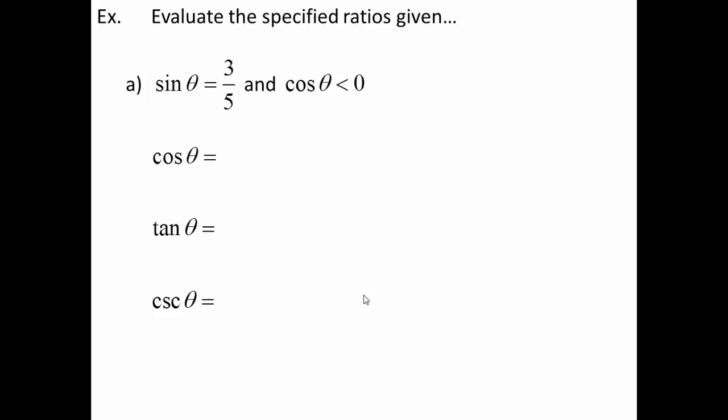Let's evaluate just the specified ratios, cosine, tangent, and cosecant, where the sine ratio is 3/5, but the cosine is negative. Notice I'm not telling you what cosine is, I'm simply telling you that cosine is negative. So immediately, if I wanted to, I could put a negative on the answer for cosine. So let's look at this one together, and of course, I'll give you the next few on your own.